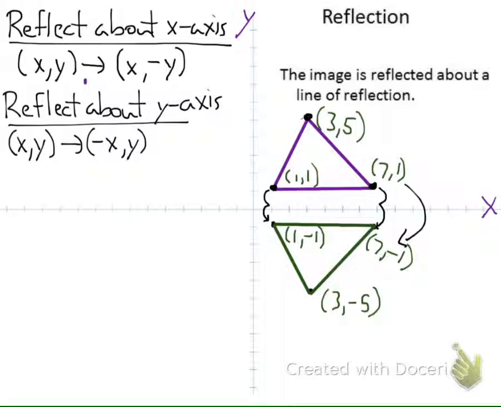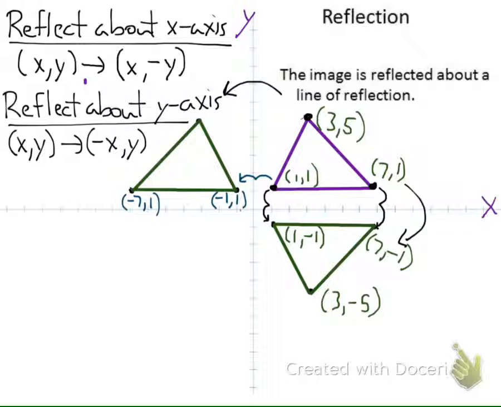We'll look now at reflection about the y-axis. That's going this direction. Do the same idea. I started at 1, 1. I'm going to go 1 unit away on the other side. I went to 3, 5, so I'm going to go 3 units over on the other side. And 7, 1, I'm going to go 7 units on the other side. I connect my lines, and here's my reflection about the y-axis. I look at my points now, and like my notation says, I just changed the sign of the x value. So 1, 1 becomes negative 1, 1. 7, 1 becomes negative 7, 1. And 3, 5 becomes negative 3, positive 5.